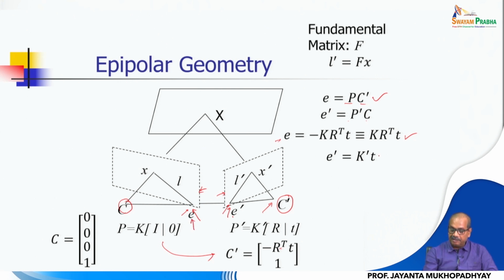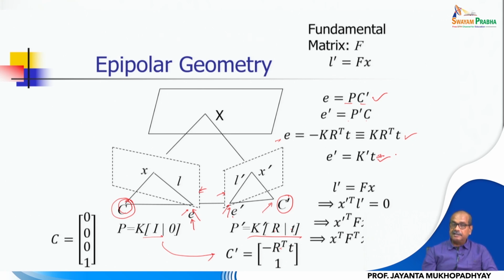And E prime is the left epipole. For E prime we have already expressed it, but we can once again do it. So K I 0, this camera center is 0, 0, 0, 1, and E prime is the projection of this camera center. Naturally, if I use it, it would be K prime T. So as I mentioned, K prime R into K prime T, it is just simply K prime T. So in this way, two epipoles are computed from the camera parameters.